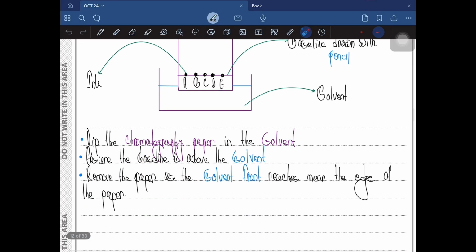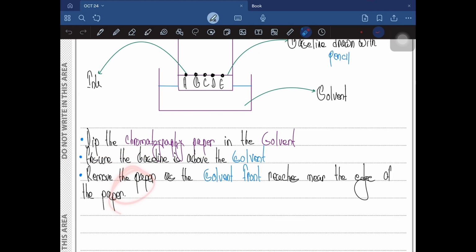So what I said is, dip the chromatography paper in the solvent, ensure that the baseline is above the solvent. I have written that down over here. I wouldn't need to have written that because I've already shown it in my diagram, but let's just go with it.